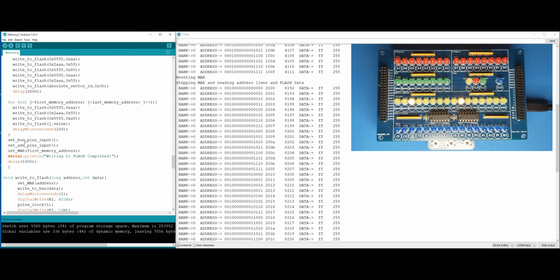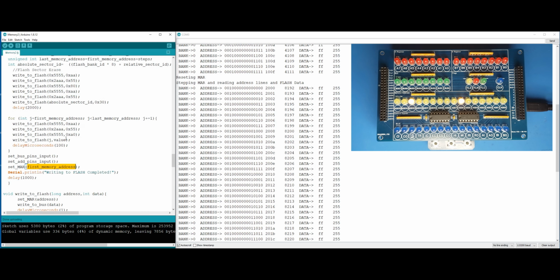And finally, we set all the bus pins and address pins to input. Since the next step will be to read from the flash, I'm setting the memory address register to the first memory address here, and then we're going to step through it, read the values, and print them on the screen.